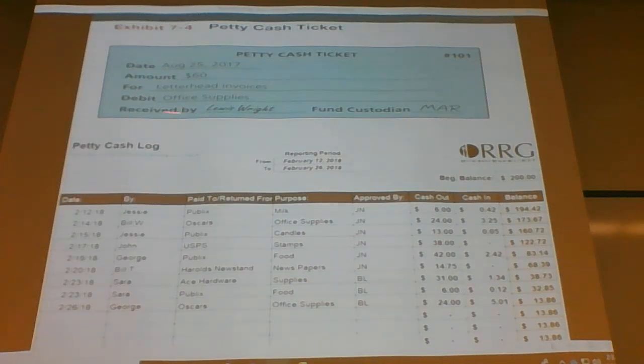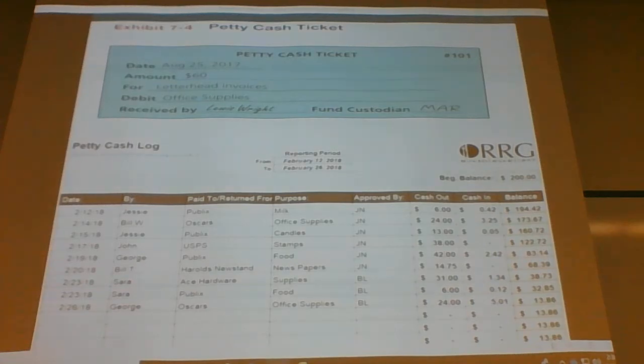Down below, this is a separate thing, so imagine a line right through here. We have the petty cash log, and this has all of the transactions that we have run through petty cash. We've got some dates over here, and it looks like we've got different employees taking the money out. George took money out a couple of times, Jesse took money out a couple of times, Sarah, and so forth. We have a location of where the money is going to be spent and what the purpose is. Notice we've got a couple of fund custodians here, JN, JN, JN, and then somebody named BL.